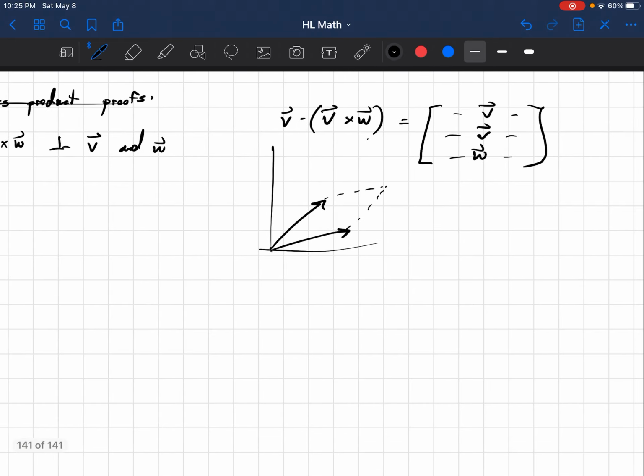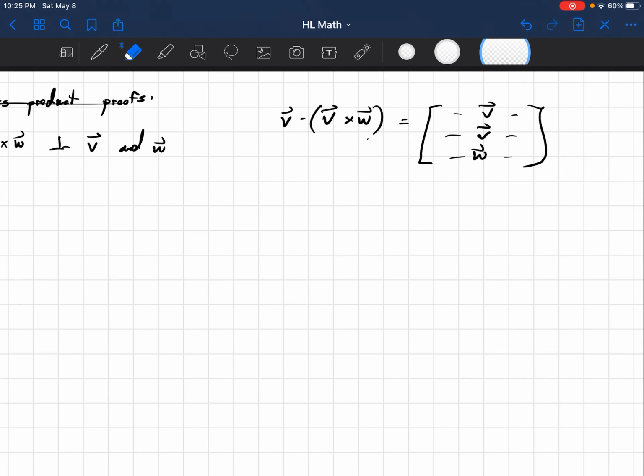And so this would be the parallelogram in question. Now, the determinant gives the volume of that parallelepiped. So of course this dot product is 0, because the volume of the parallelepiped is 0. And so that tells you that V is perpendicular to V cross W. Likewise, you could have put W here, and you would have got two W's and one V.